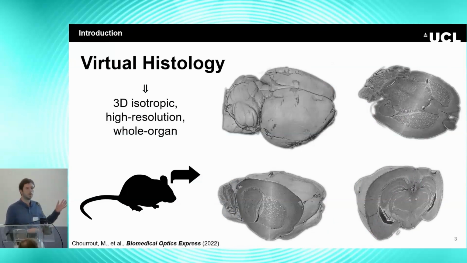This is why within our group we are using virtual histology, which is 3D, isotropic, high resolution, and designed for the whole organ. First we digitalize the organ and then analyze it digitally on the computer.